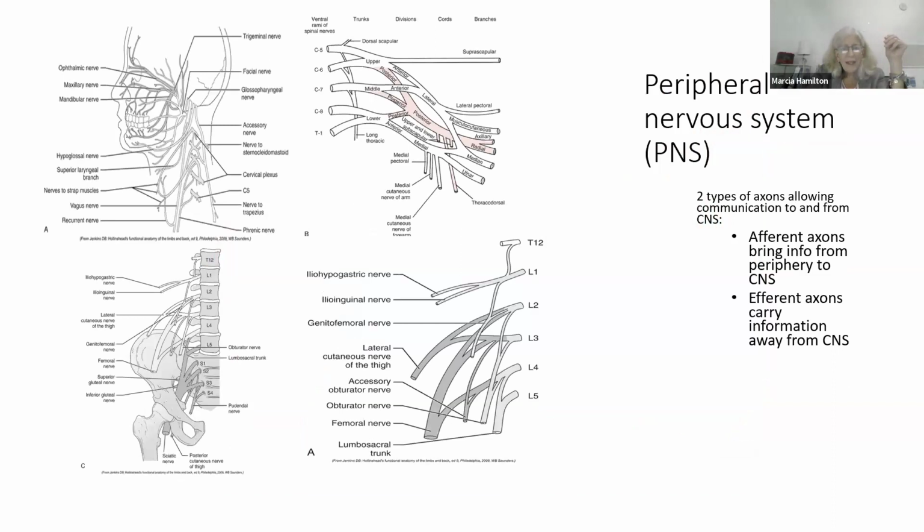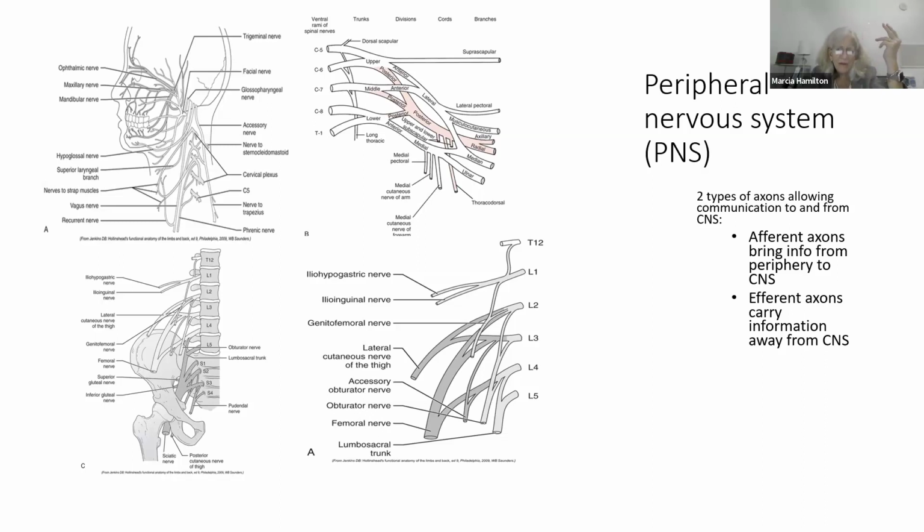So that's that. More in the peripheral nervous system will be our plexuses. So remember, we have a cervical plexus, a brachial plexus, a sacral plexus, and a lumbar plexus. And remember that afferent axons coming from the plexus will go from the periphery to the central nervous system, and then efferent axons will be exiting from the brain.